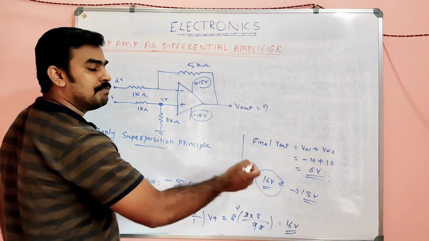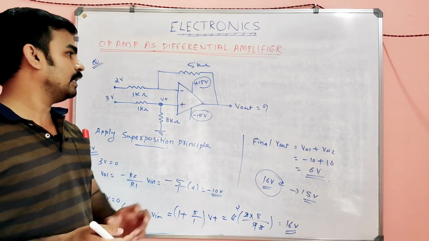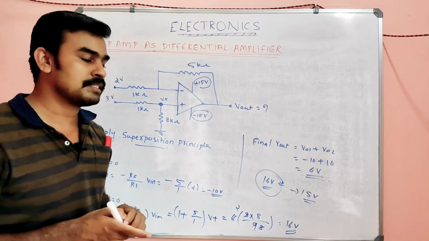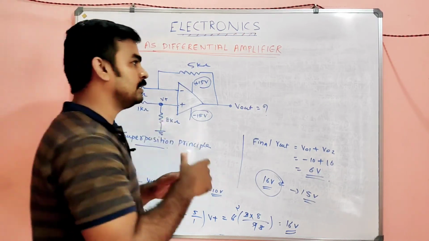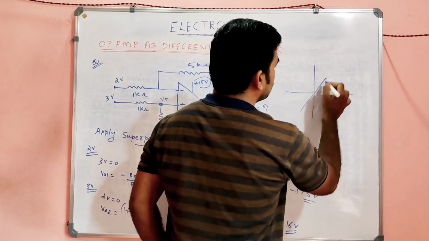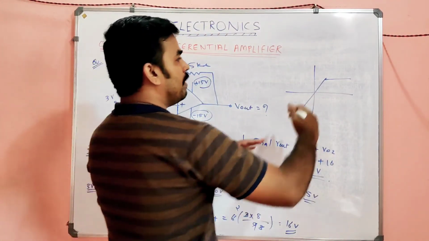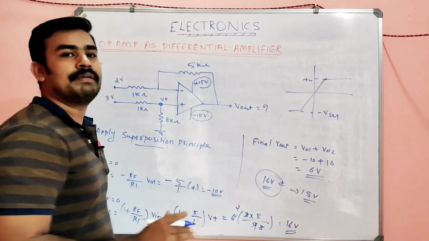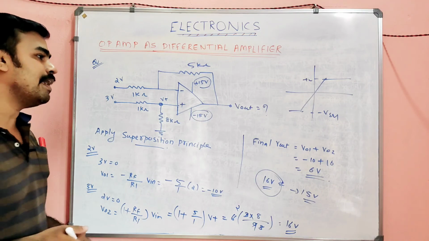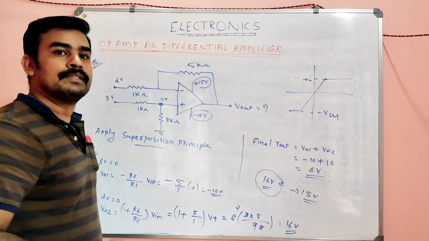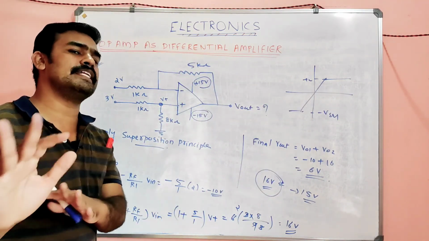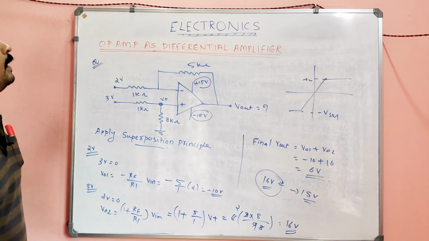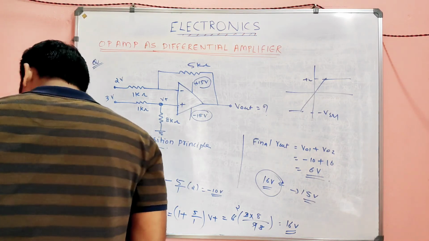Because whenever the value of the output voltage is greater than the V saturation value, you should take the output voltage as V saturation. In the op-amp characteristics we already obtained, the op-amp maximum voltage will be plus V sat and the minimum will be minus V sat. So the values should be in between. If you got any value greater than V sat, you should take the output as plus V sat or minus V sat, depending upon the sign of the output voltage. That's all about the op-amp as the differential amplifier.